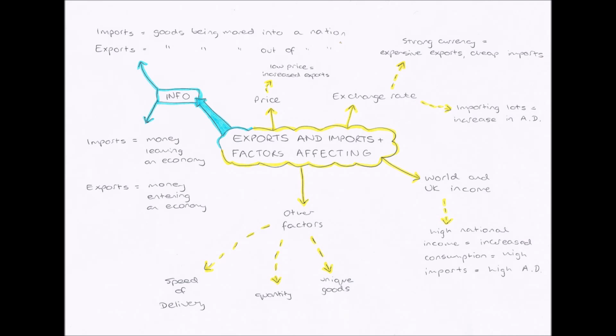However, this is an idea people don't normally get. Imports result in money leaving an economy. They result in money leaving the national circular flow of income. And this works like so. If goods are coming into my country, for example TVs, I've had to buy those TVs from somewhere else, for example China. So I have had to give China money in order to have these TVs.